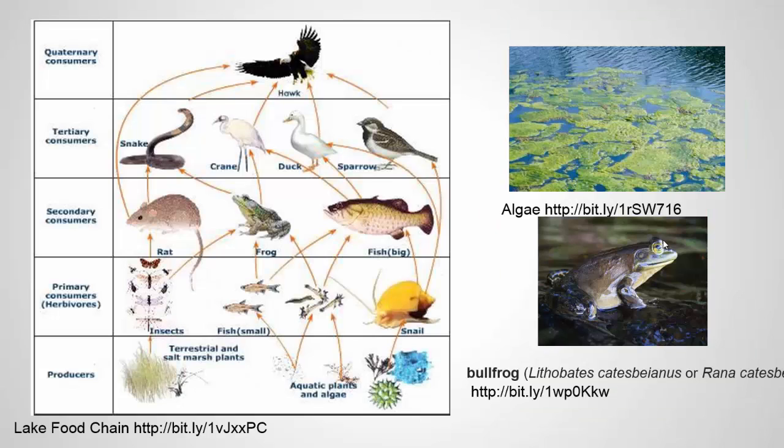A lake's food web begins with plants, generally algae, and ends with birds. Algae is eaten by tadpoles before they grow into bullfrogs.